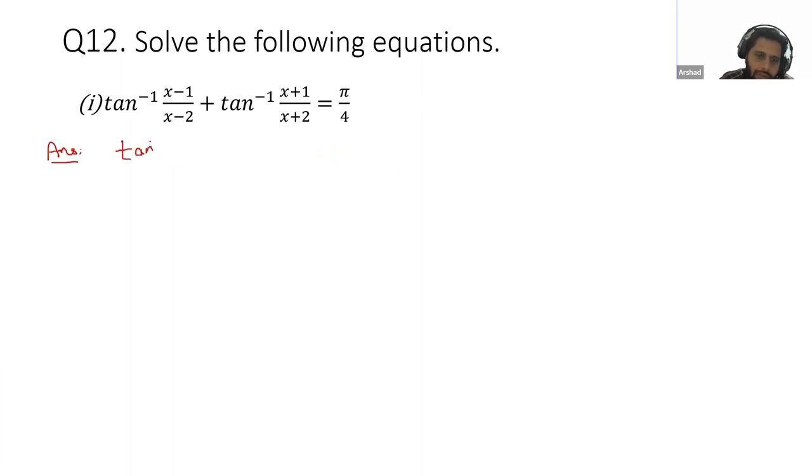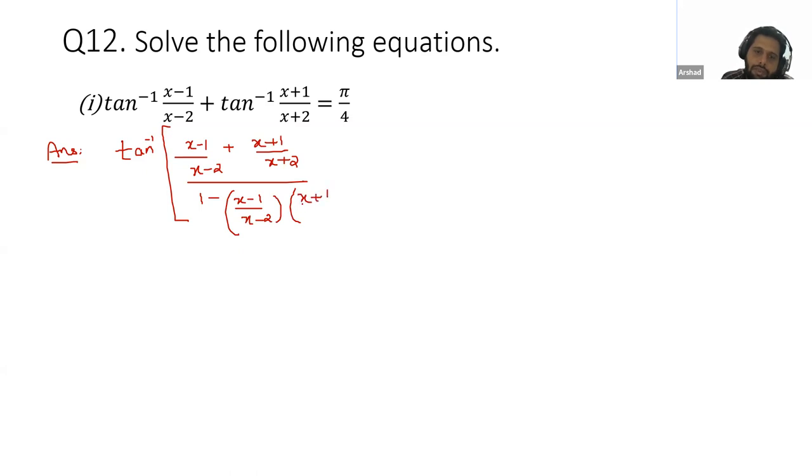I will just give you the hint. So tan inverse of (x minus 1)/(x minus 2) plus (x plus 1)/(x plus 2), divided by 1 minus the product of (x minus 1)/(x minus 2) and (x plus 1)/(x plus 2). This is equal to pi by 4.